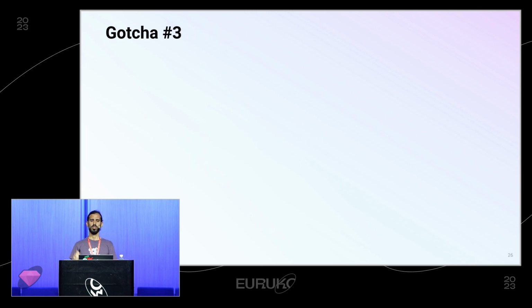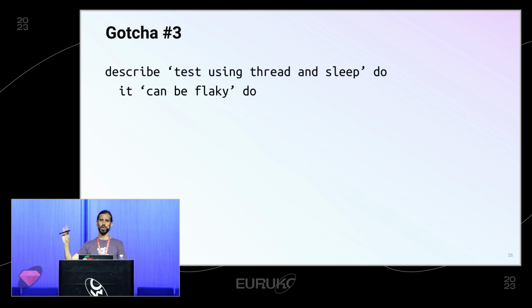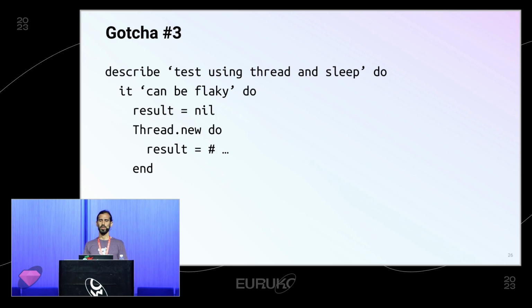Okay, gotcha number 3. When you're using threads and sleeps in your tests, you can write what ends up being flaky tests. For an example, assume that there's some result, and in your test you create some background thread, or indirectly some background thread gets created, to work on that result.